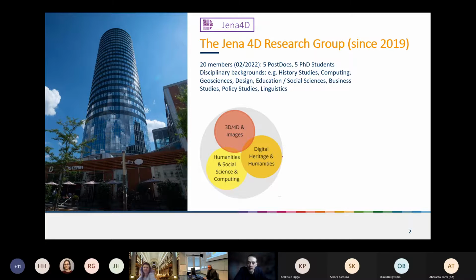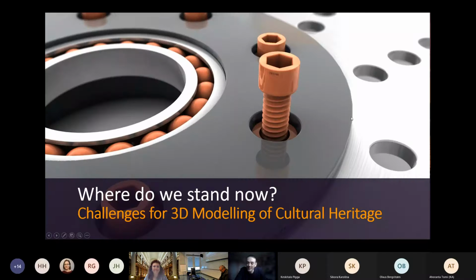So maybe briefly about my research group. We are located in Germany, in Jena, not Vienna, which is, I would say, 150 kilometers south of Berlin. In my group, we currently have 20 members, and we are dealing with 3D, 4D images, digital heritage, humanities, but also, I would say, several perspectives ranging from humanities to social science, but also to computing. And as you may have seen, of course, 3D and 4D technologies are a core topic here.